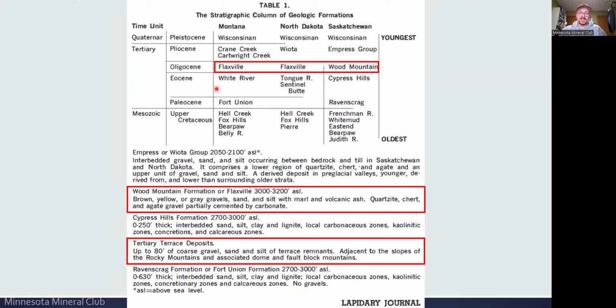And you've got some Flaxville, which is late Pliocene, around 10 million years ago. You can even go back further into your Tertiary deposits as well, which are resting up along some of your Fort Union Cretaceous age rocks.